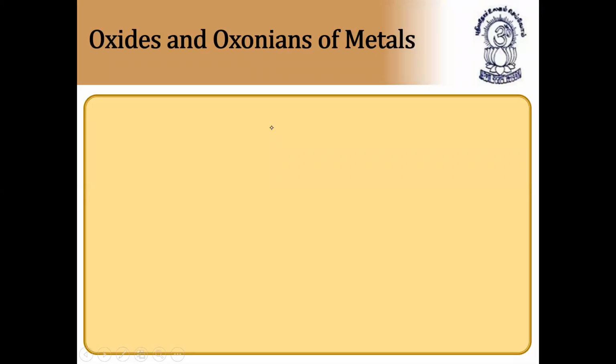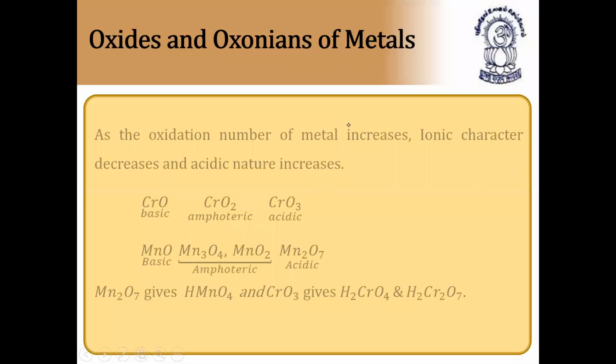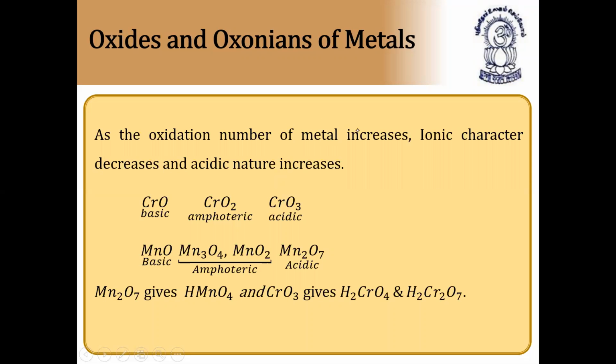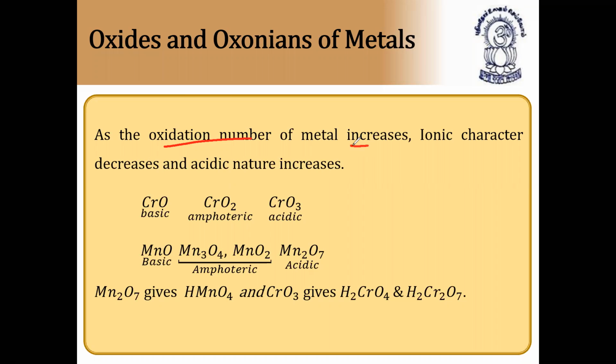Next, coming to the next topic in this chapter, oxides and oxoanions of metals. As the oxidation number of a metal increases, ionic character decreases and acidic nature increases. This statement is very, very important. Please listen carefully.